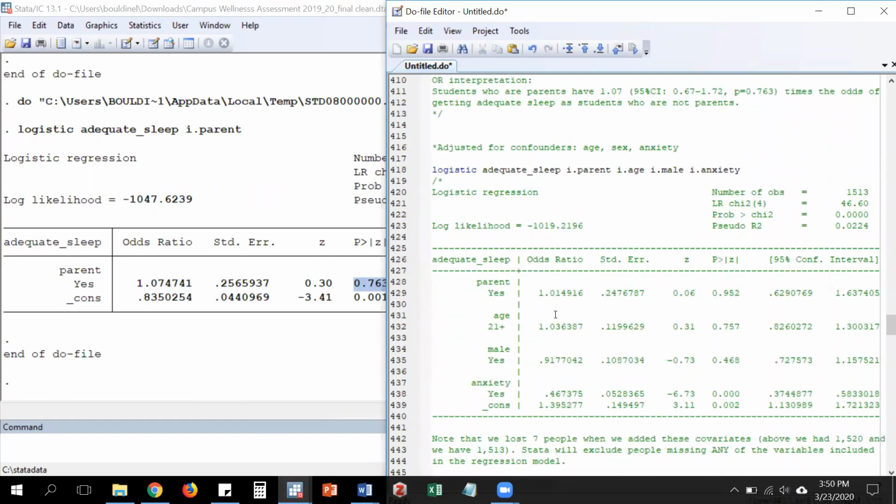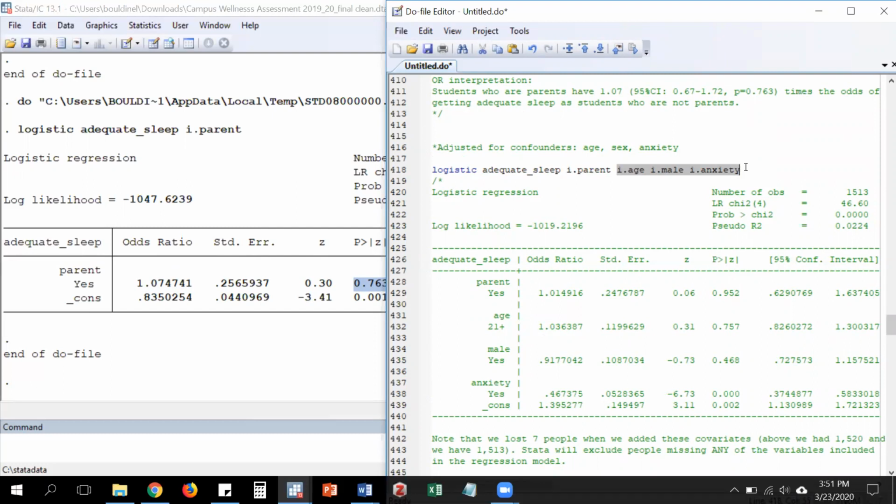But let's say that I want to adjust this model for confounding, because I think that there may be differences between students who are parents and students who aren't, and that might influence the relationship with sleep. And so in this next example on row 418 of this code, I am adding some confounding variables into my model. So it starts off the same, logistic adequate sleep, i.parent, and then I can just keep listing all of the other confounding variables after that.